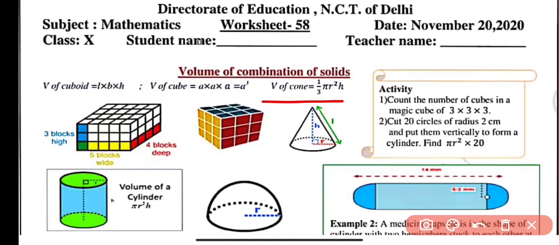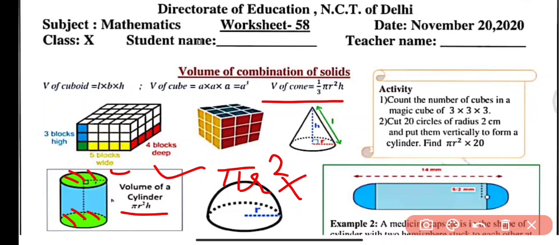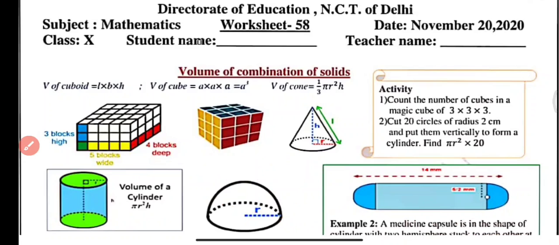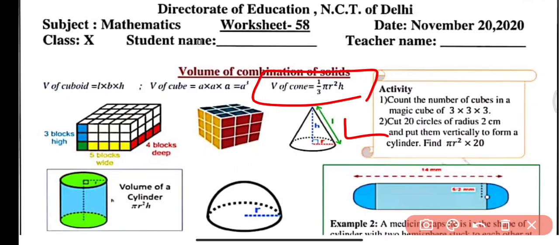So now volume of cone. Before that, try to understand the volume of cylinder. Volume of cylinder is pi r square h. Base area, or you can say top area, is circle shaped. So base area into height, and here base area, that is area of circle, will be pi r square, multiplied by height will be the volume of cylinder, that is pi r square h. Now volume of cone is 1/3 of volume of cylinder, that is 1/3 pi r square h.